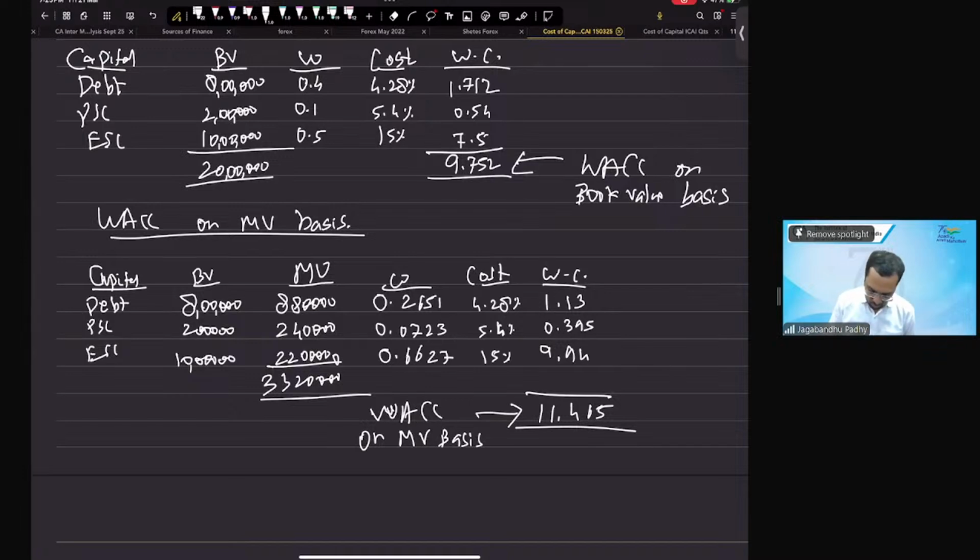3.9. It is 5.4 into 0.07. 5.4 into 0.07. 0.3, 0.723, 0.39.